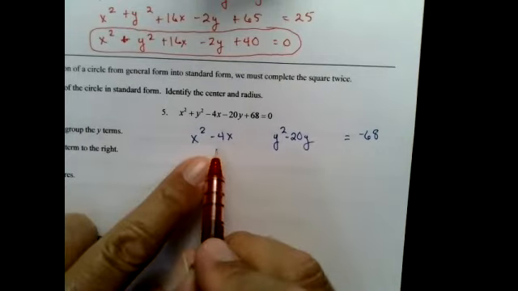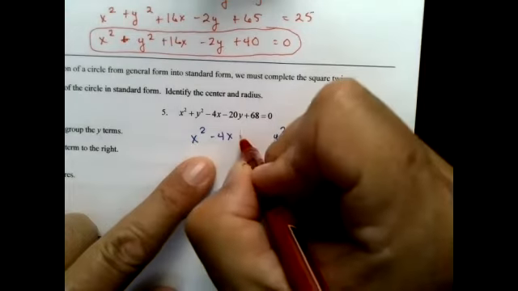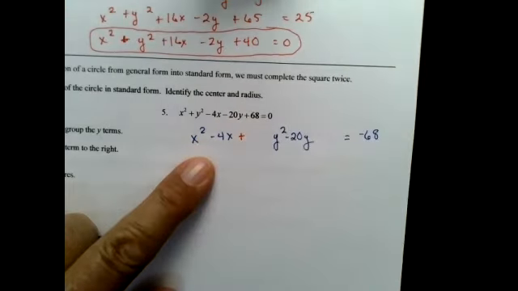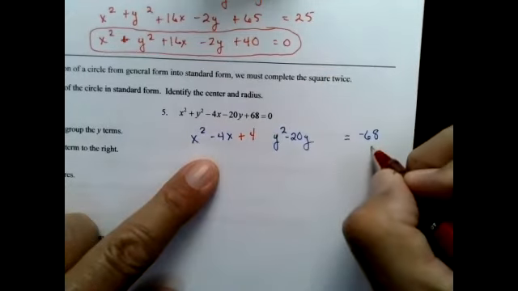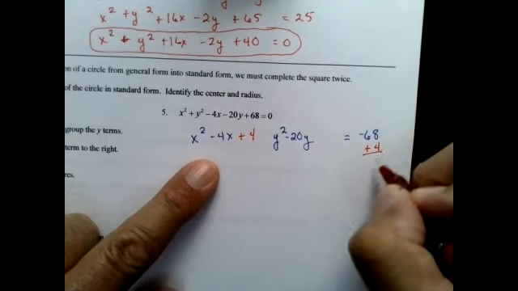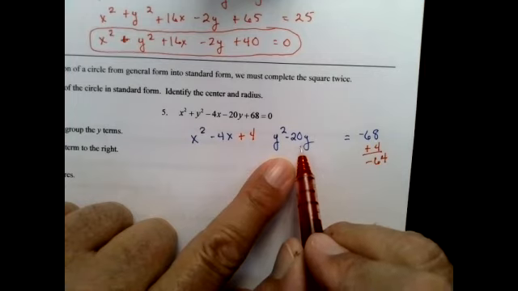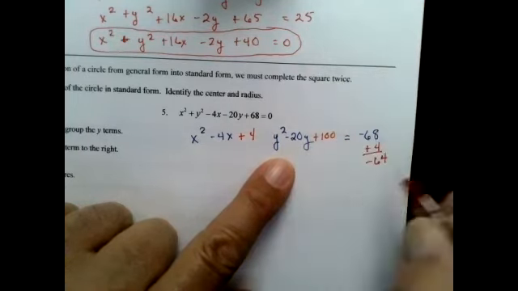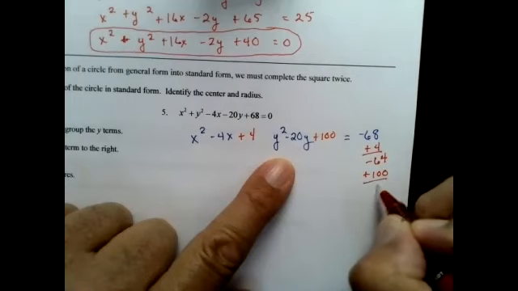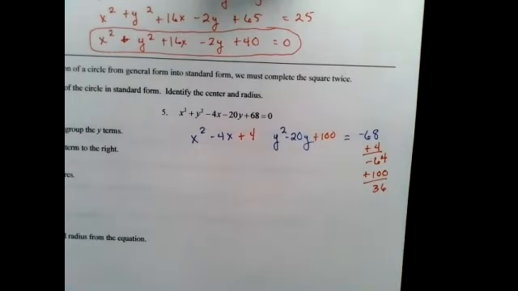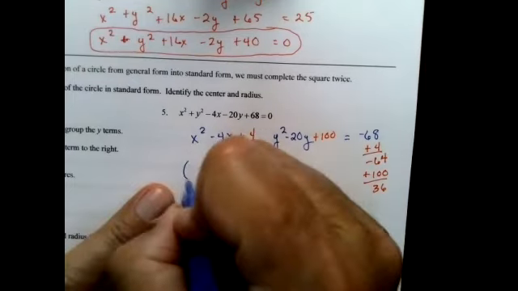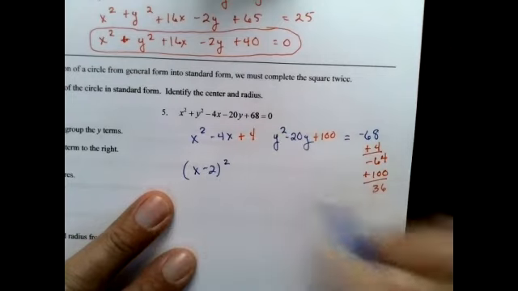Complete the square. Half this and square it. What do I have to add? Four. Well, if I add 4 to this side, I have to add 4 to that side. So that's now negative 64. Half it and square it: 100. So I'm now going to add 100 over here as well. That's going to give me a positive 36. So by completing the squares, I now made this x minus 2 squared.